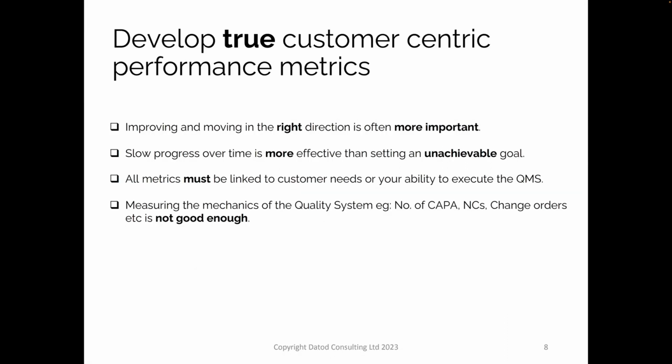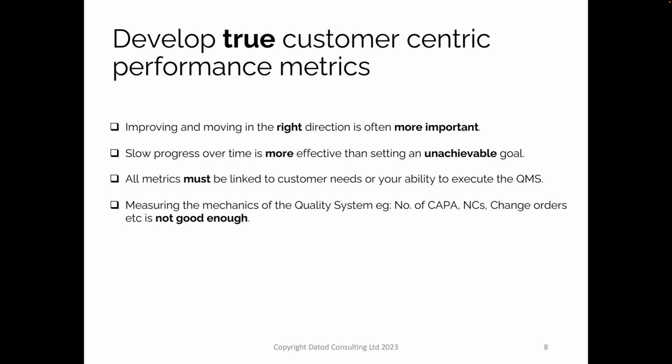So you as a leader are going to have to develop some true customer-centric performance metrics, and some aspects of these metrics are worth considering. The first one is that it's often better to be moving slowly in the right direction than very quickly in the wrong direction. Related to that, it's often more effective to be moving slowly in the right direction than setting some unachievable goal you have no likelihood of meeting.